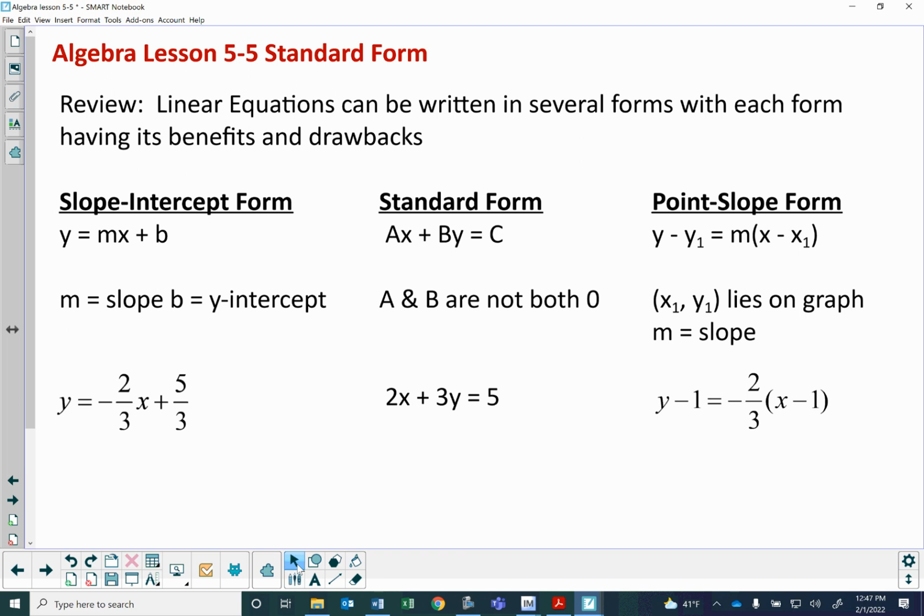Or we have point-slope form, y minus y1 equals m times x minus x1, where (x1, y1) lies on a graph and m is the slope, like y minus 1 equals negative 2/3 (x minus 1). Each one of these forms has both benefits and drawbacks. So that's why we need to know all three forms, because at different times you will need to use different forms.